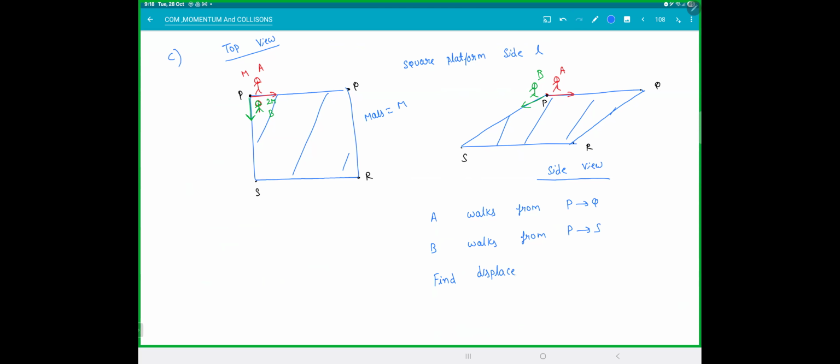So the same previous question, I just made it two-dimensional now. Are you able to visualize the picture? When A walks, the platform will go left. When B walks, the platform will go up. So the platform is actually going diagonally when both are walking. What is the displacement of the plank when A goes from P to Q and B goes from P to S? This is how you can keep twisting the question. We started with one man, one plank in one direction, and you can go ahead.